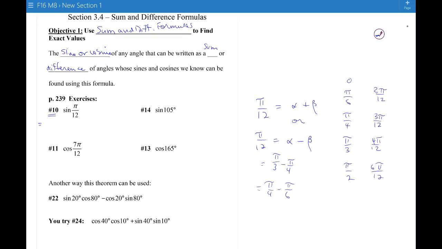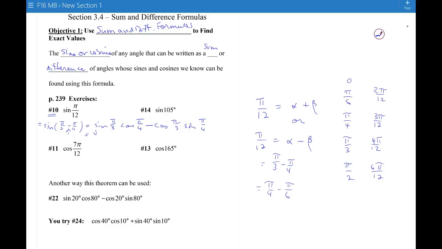So let's write this as the sine of pi over 3 minus pi over 4. So the formula goes sine, cosine, cosine, sine. First angle, second angle, first angle, second angle. When there's a minus in the argument, there's a minus in the formula when it's the sine function. And now we can evaluate this.